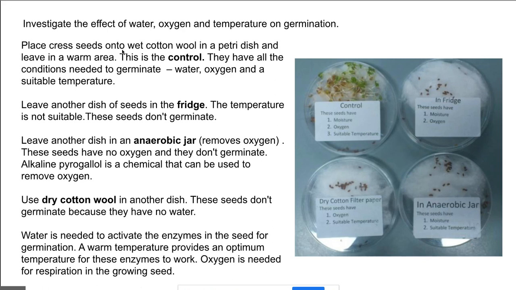So for the control dish, place cress seeds onto wet cotton wool in a petri dish and leave in a warm area. This is the control. They have all the conditions needed to germinate. Water, because the cotton wool is wet, oxygen, and you leave them somewhere warm, suitable temperature. So in the photograph, this little dish here, wet cotton wool, seeds, and you leave them somewhere warm in the room. And within a week, they'll start to grow. They have all the conditions.